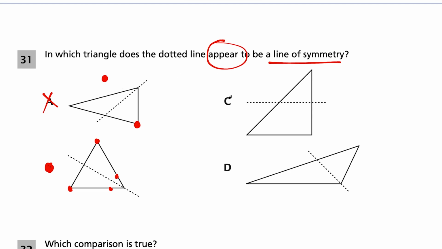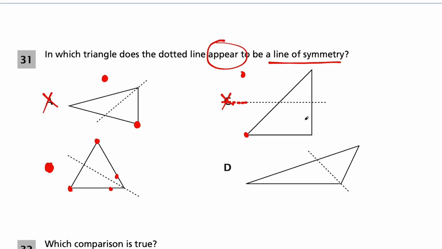Now, the problem with choice C is that the location of the dotted line is no good. If I were to fold this triangle over the dotted line, let me pick a point like this. If I continue this line like this, going this way, you can see this point, if I fold it over the dotted line, is going to land somewhere over here. It's going to miss the triangle that we started with. So that's how I know choice C is no good.